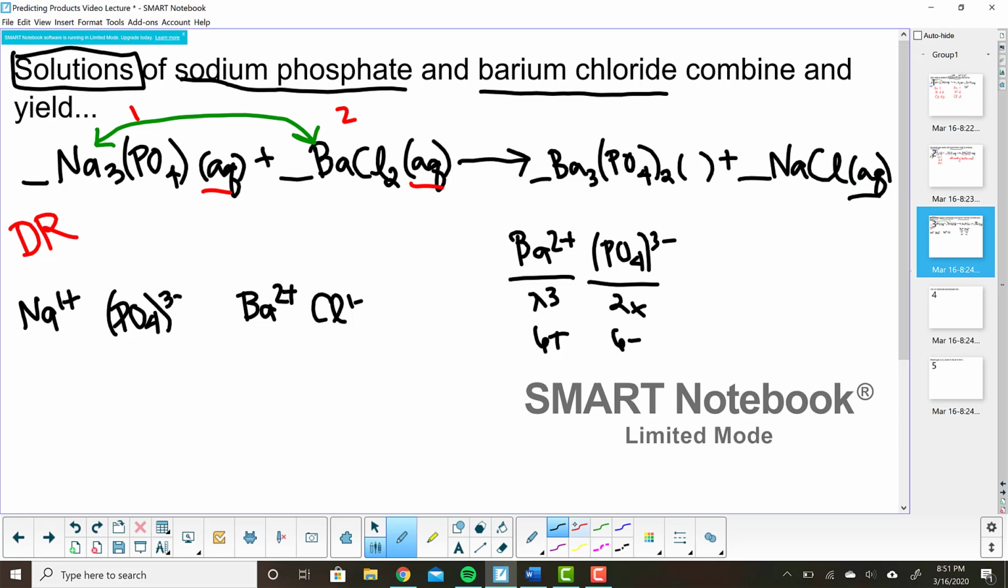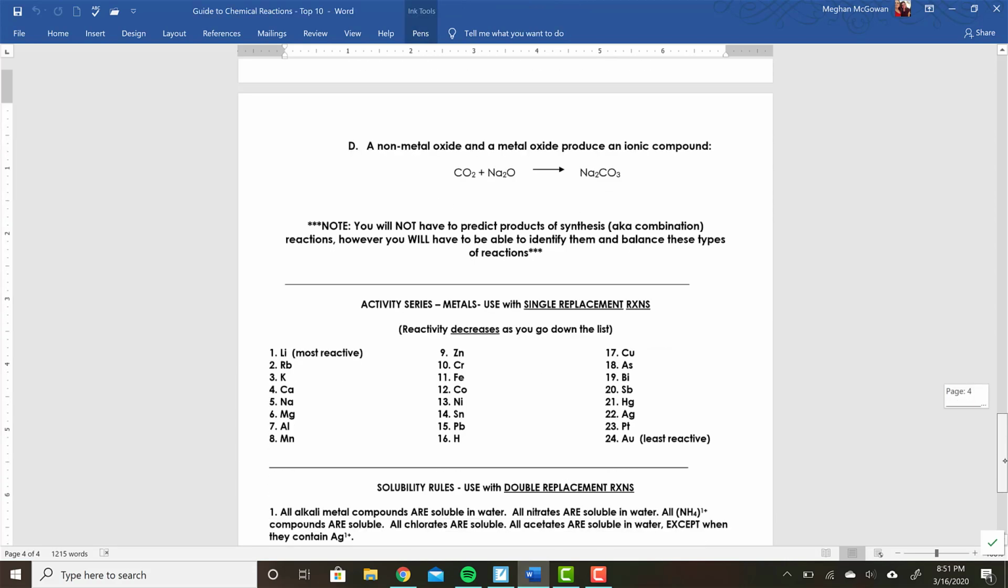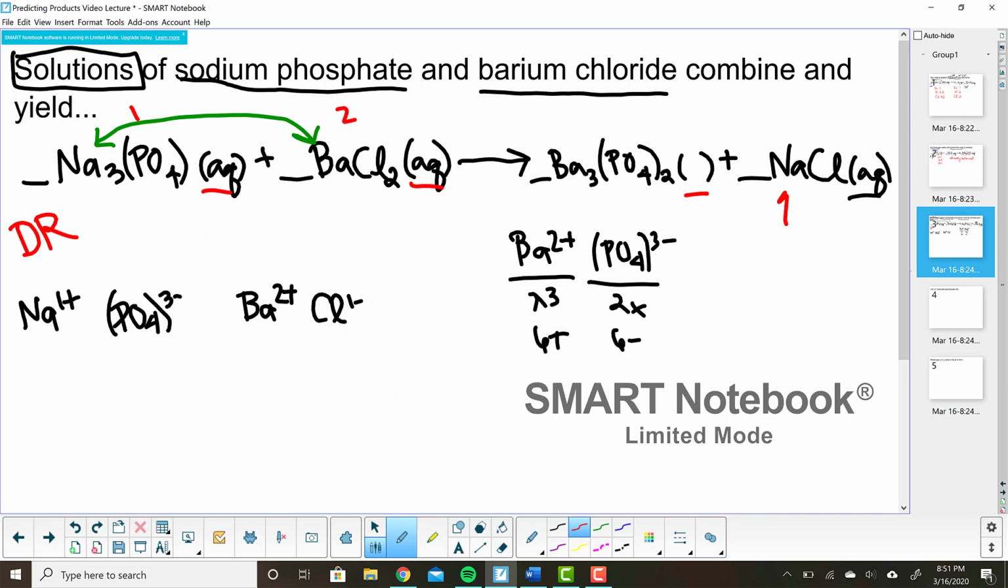So now let's look at state of matter for barium phosphate. Like I said, we need to go back to this guide to chemical reactions. Let's go to the very back page where it talks about the solubility rules. All right. Number 1, all alkali metal compounds are soluble in water. I already knew that, right? Sodium is an alkali metal, right? That's what makes this soluble. But over here, I'm looking for something about barium or something about phosphate. So let's just skip to that part.